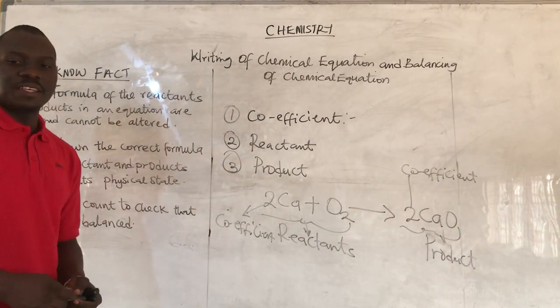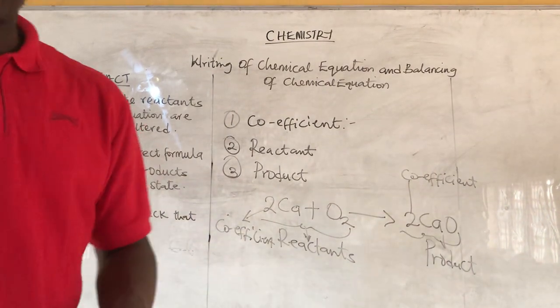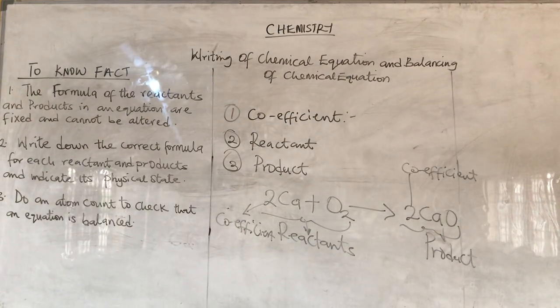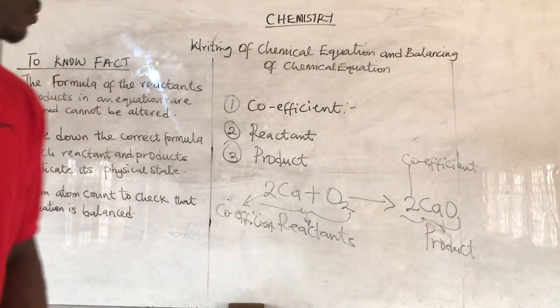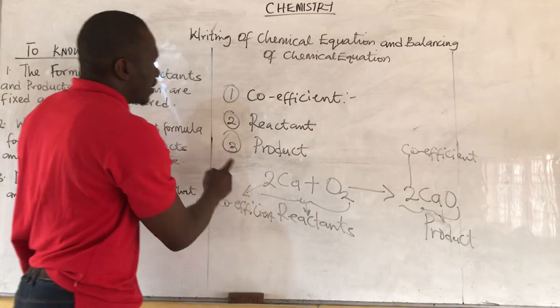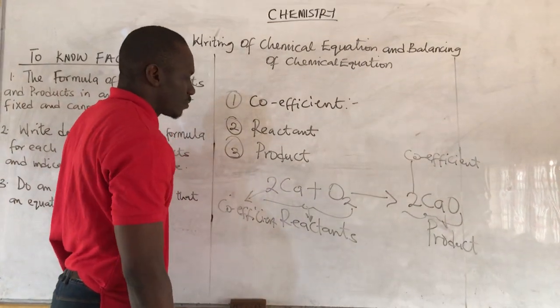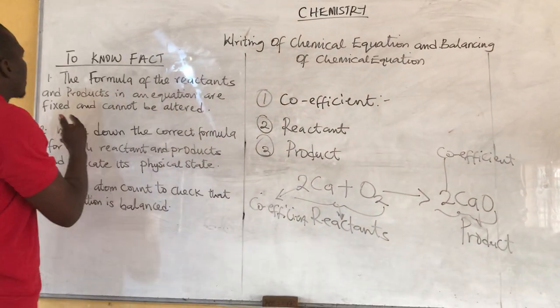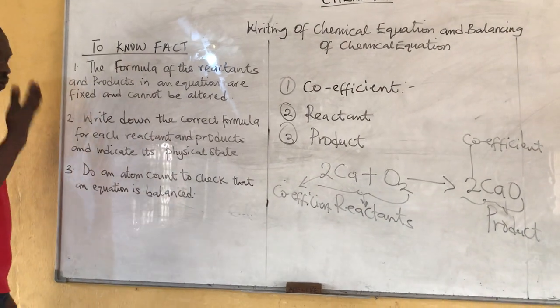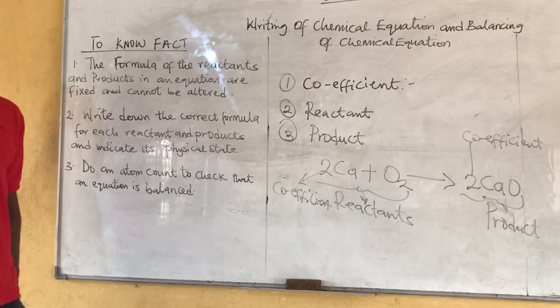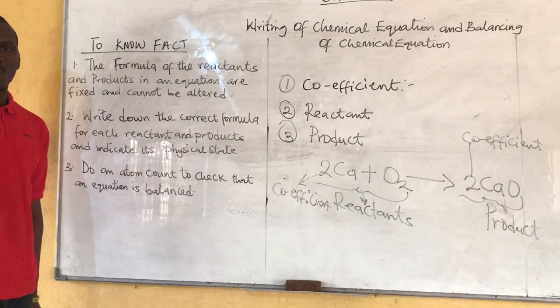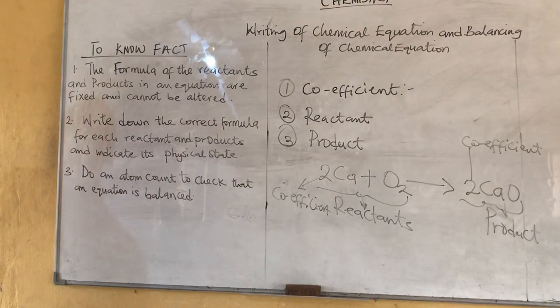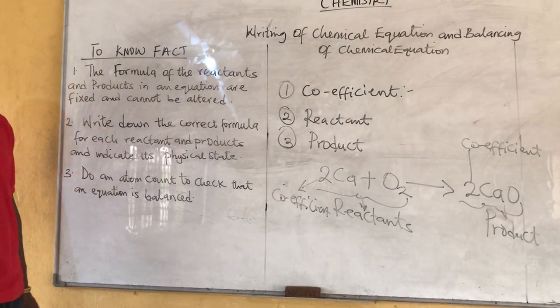After identifying these three major items, let's look again: the coefficient, the reactant, the products. I come to this side. I said to know facts: what are the things you must know in writing a good chemical equation and balancing it?